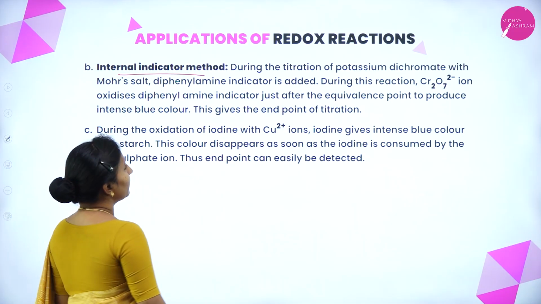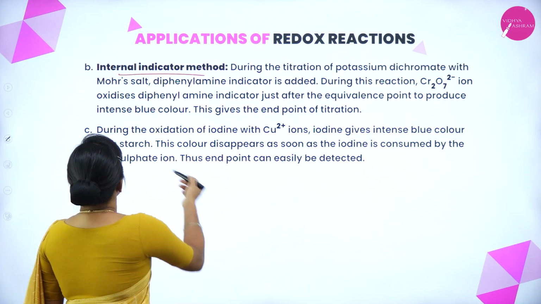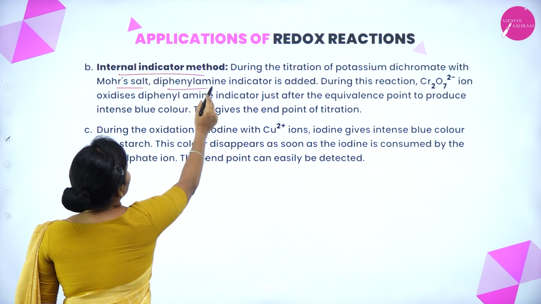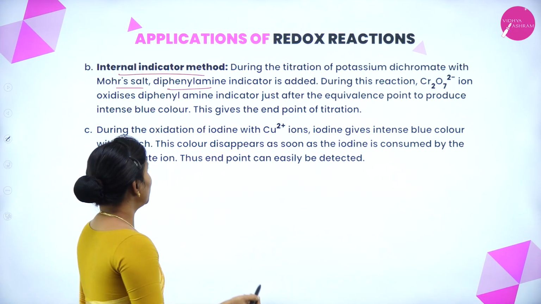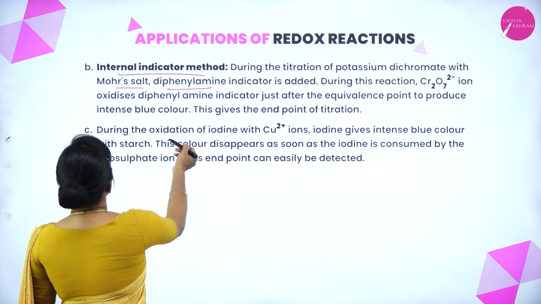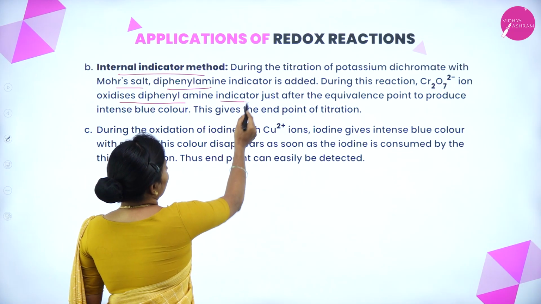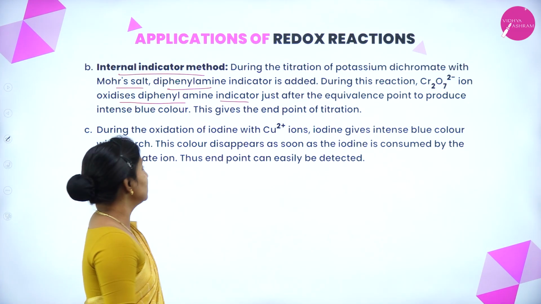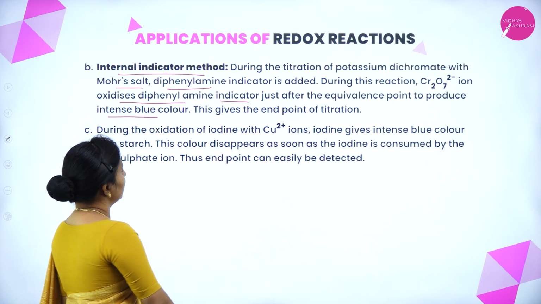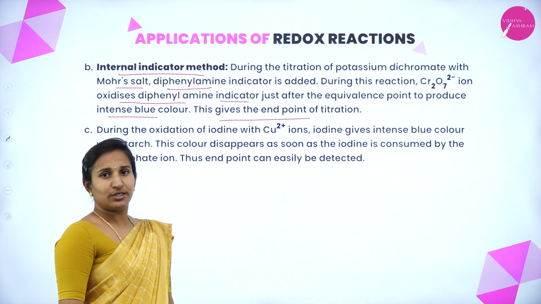Internal indicator method. During the titration of potassium dichromate with Mohr's salt, diphenylamine indicator is added. During this reaction, the dichromate ion oxidizes the diphenylamine indicator just after the equivalence point to produce an intense blue color. This gives the end point of the titration.